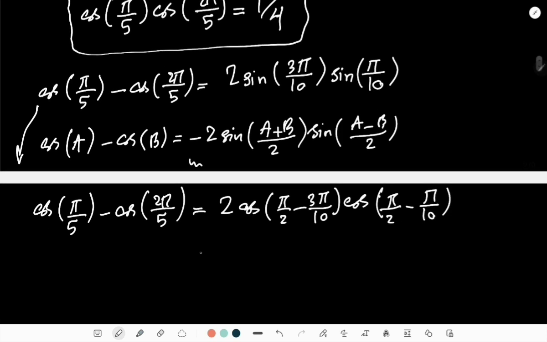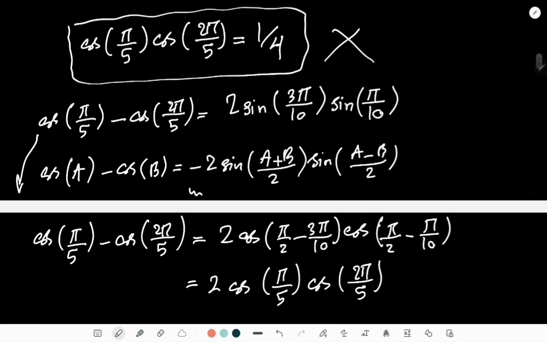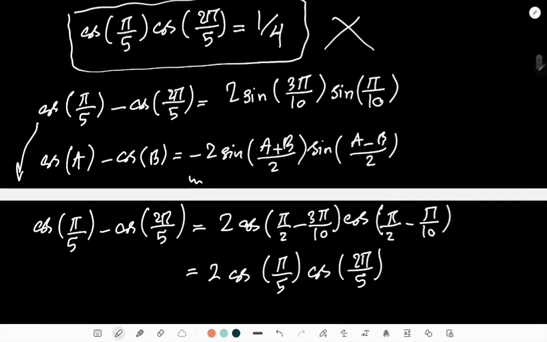So this is equal to 2 cosine of 2 pi over 10, which is basically pi over 5, right? Times cosine of 2 pi over 5. But we already had here an expression based on the multiplication of these two guys. That was 1 over 4, so this is basically 2 over 4, and this is nothing but 1 over 2.